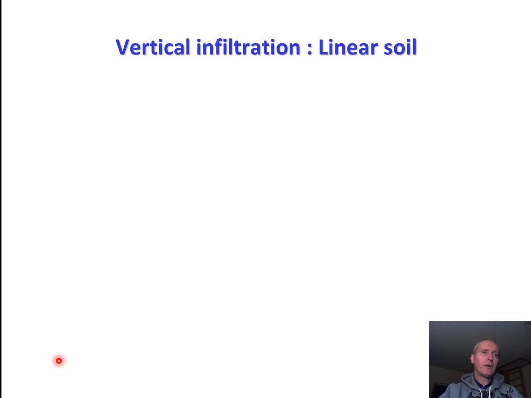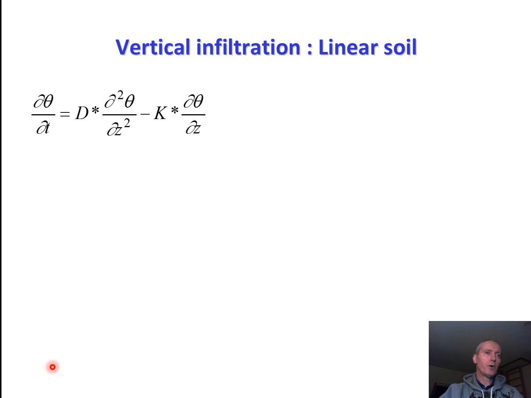For the vertical infiltration in a linear soil, we obtain the following form of the Fokker-Planck equation. The first term, with the diffusivity, refers to the capillarity driver of the flow. The second term refers to the gravity driver of the flow.